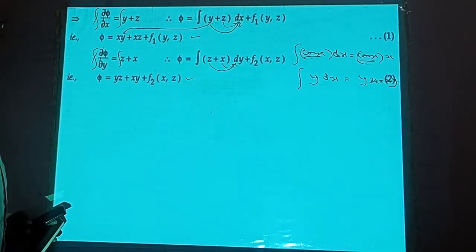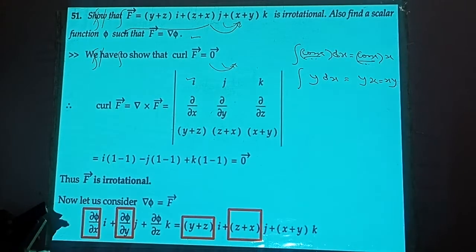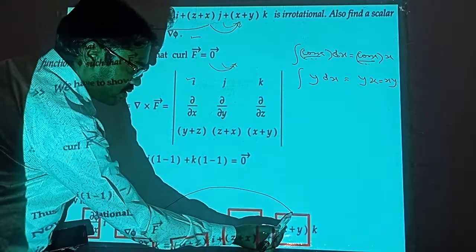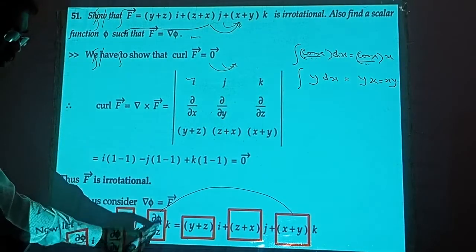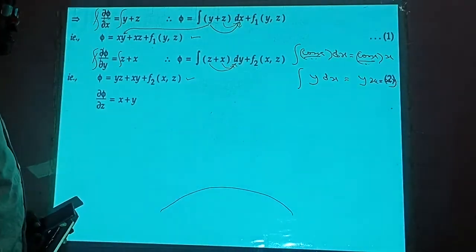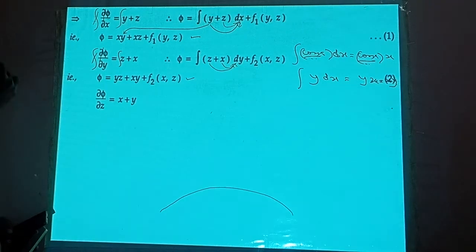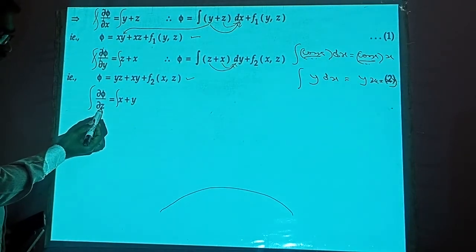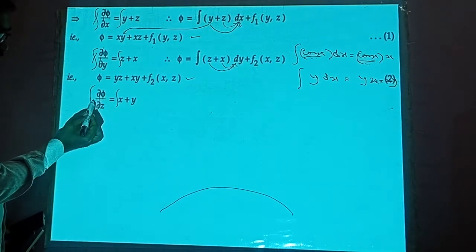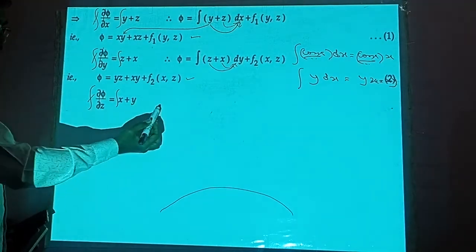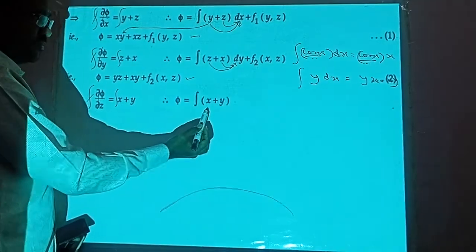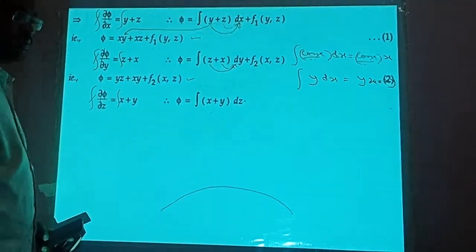Now let us equate the coefficients of k. Let us equate the coefficients of k with this coefficient. Dou phi by dou z is equal to x plus y. We will equate. As usual, we integrate both sides with respect to z. Then this derivative and this integration will get cancelled. What you get is phi as the integral with respect to z.